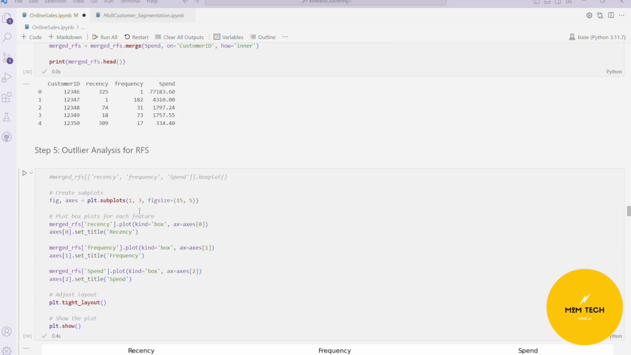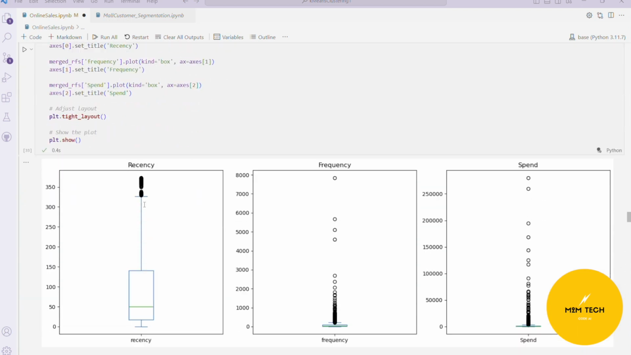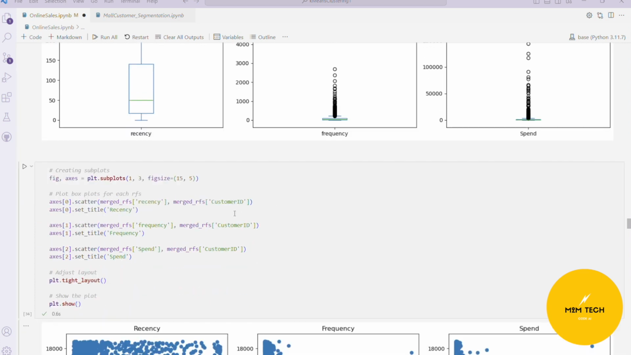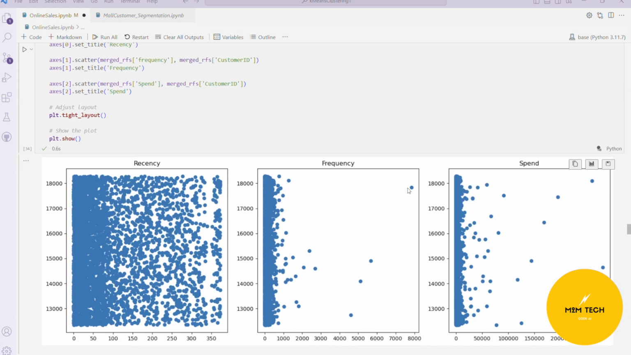And then I wanted to check if there were outliers in this recency frequency spend data frame, and then I used the box plots to view that, and I saw that there were outliers for frequency and spend. And then I also wanted to look at this on the scatter plots, and I could see clearly that for frequency and spend there were some outliers.